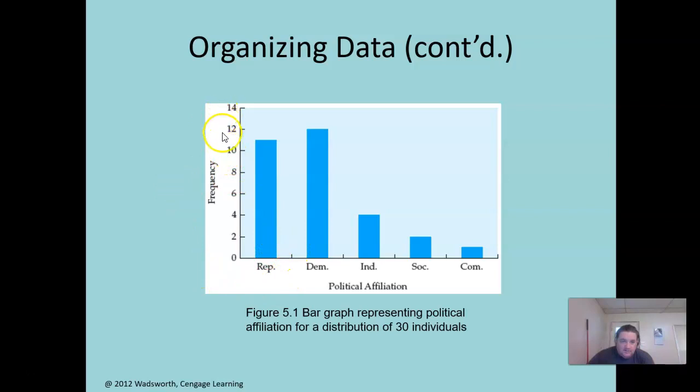Along the side here is the frequency distribution. So for this category, there are 11 Republicans, 12 Democrats, 4 Independents, 2 Socialists, and one Communist, for a distribution of 30 individuals. Okay.